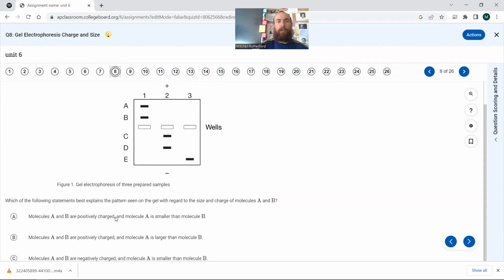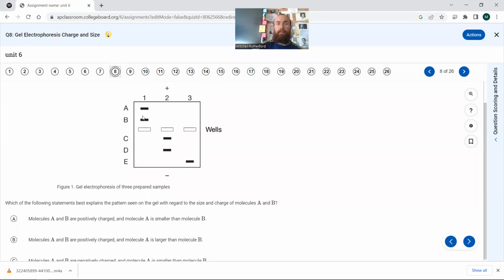Molecules A and B are positively charged. Molecule A is smaller than molecule B. Well, listen, we know opposites attract. Okay, so A is very close to the positive. So A and B, you know, wells, that's where these DNA pieces start. So I can just kind of tell you that's gel electrophoresis. We put DNA in these wells. A well holds water. Okay. So it's like a little bucket, literally like a bucket in a gel. And then we electrify it.